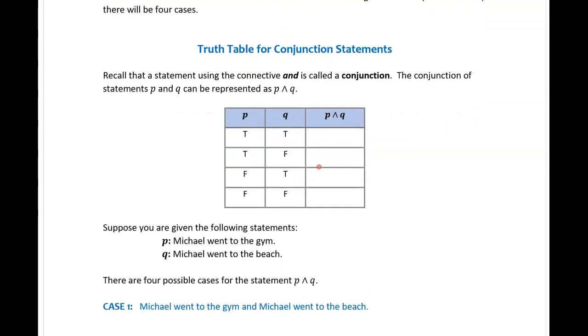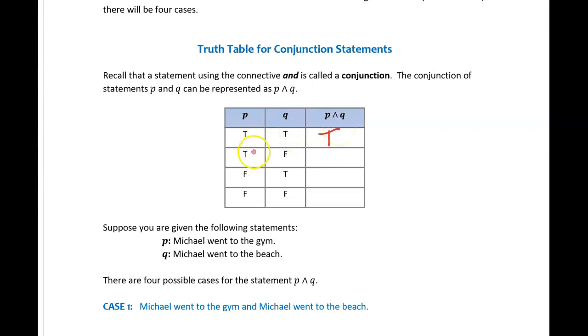Truth table for conjunction statements. Recall that a statement using the connective "and" is called a conjunction. The conjunction of statements P and Q can be represented as P and Q. Given statement P is true and statement Q is true, statement P and Q would be true.